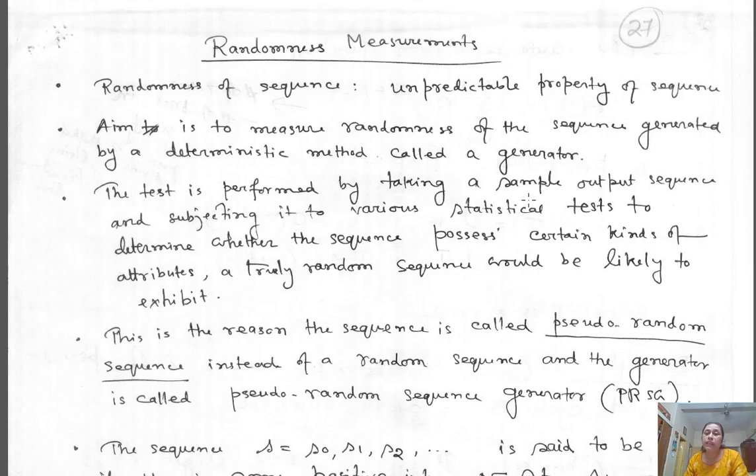The test is performed by taking a sample output sequence and subjecting it to various statistical tests. It has to pass through various statistical tests to determine whether the sequence possesses certain kinds of attributes that a truly random sequence would be likely to exhibit. This is the reason it is called a pseudo-random sequence. It is not a truly random sequence. We are generating our sequence using some deterministic algorithm, and it is passed through several statistical tests.